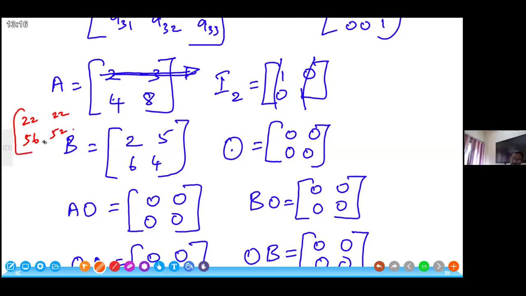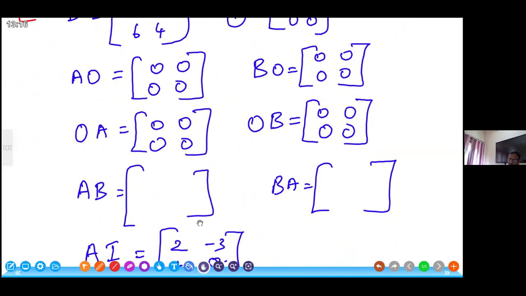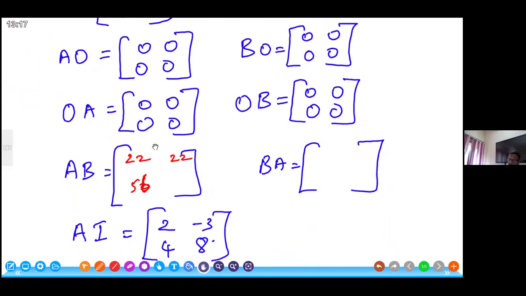So this is the AB matrix. Do you all get the same value? 22, 22, 56, 52. Anybody getting a different answer when you multiply A into B?